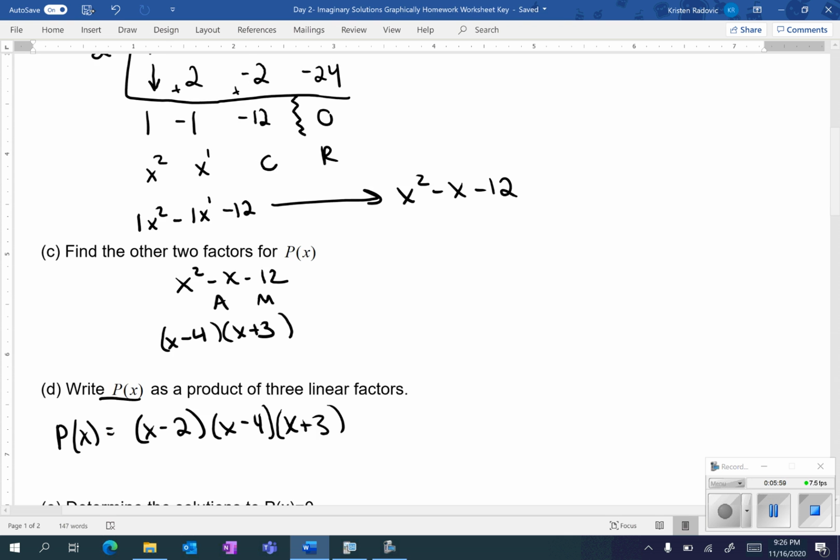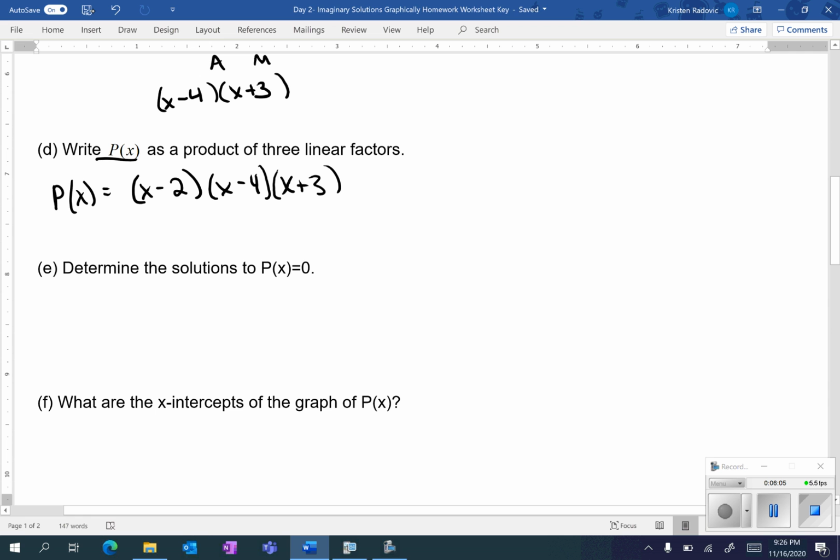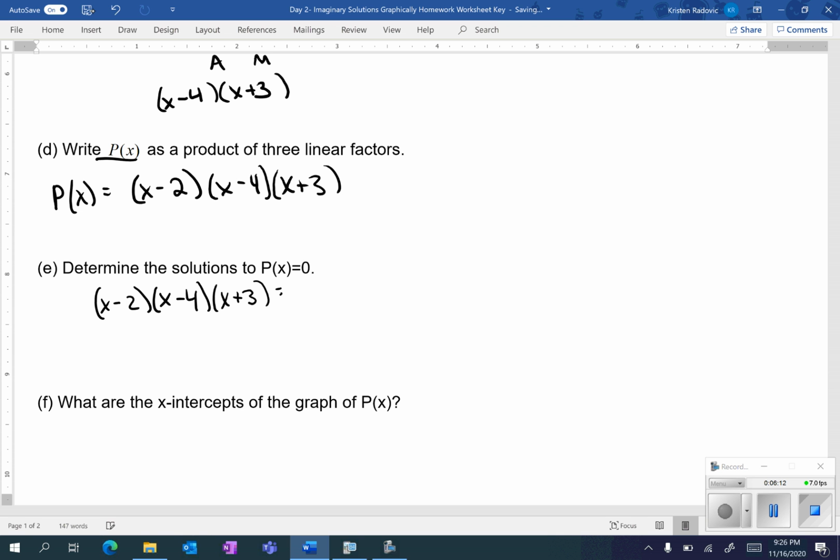Now I can even go further and solve this by setting up a t-chart. So I'm going to take my factors and set each equal to 0. Now I'm going to get that x is equal to 2, 4, and negative 3. Now that tells me that my x-intercepts are going to be at 2, 4, and negative 3. If I wanted to write them as coordinates, remember which go x comma y, your x-intercepts are your solutions, comma, 0 as your y-coordinate.